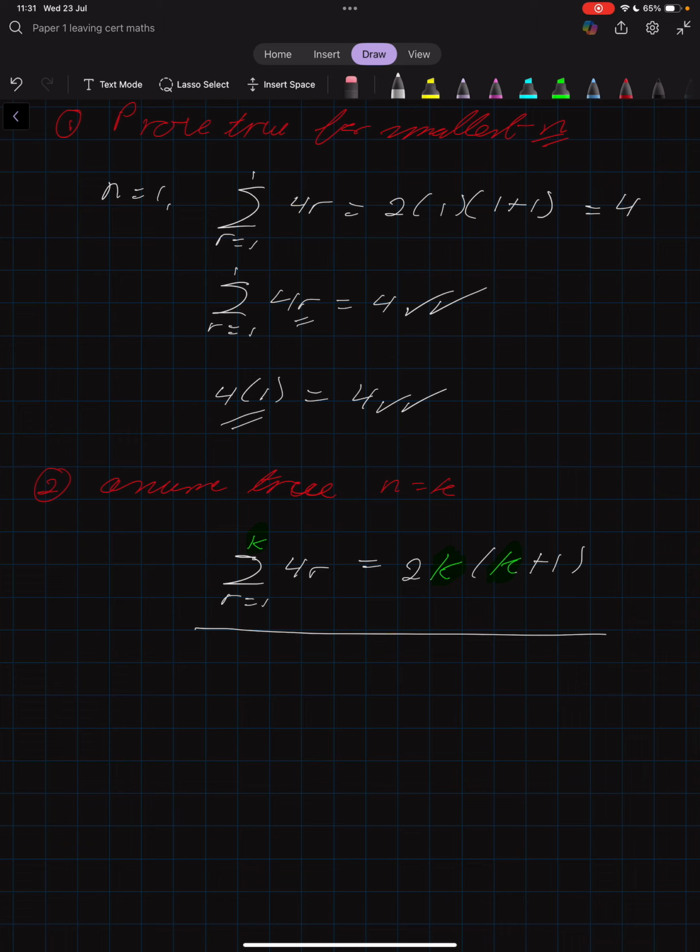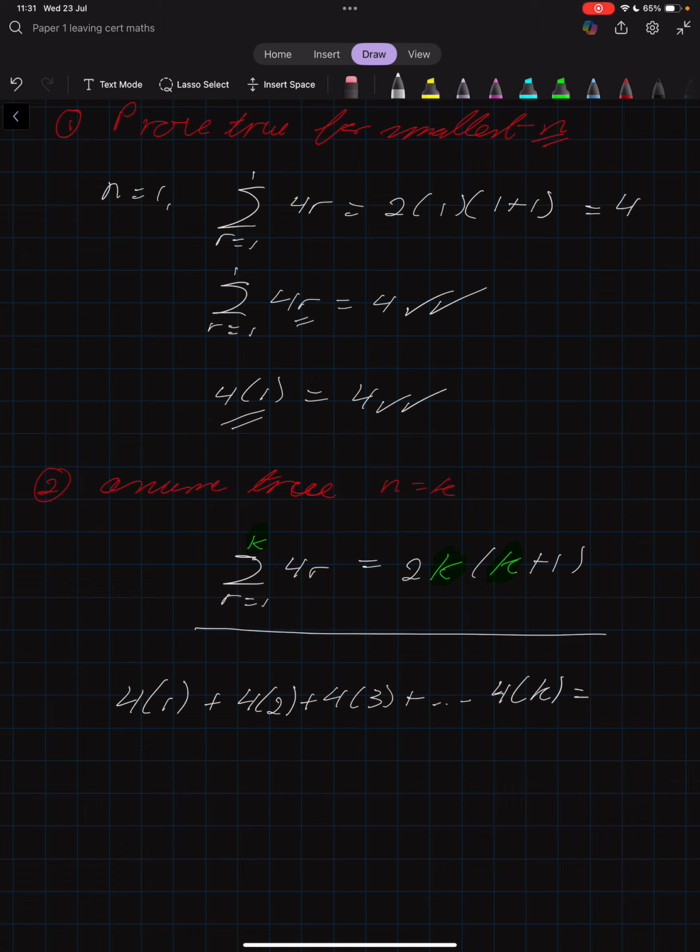All right. Now, one thing I'm going to do is rewrite the left-hand side. I'm going to get rid of the summation thing. So what is the summation thing? It's basically saying, if I plug in r equals 1, I get 4 times 1. Then I plug in 2. Then I plug in 3. And I keep going all the way up to k.